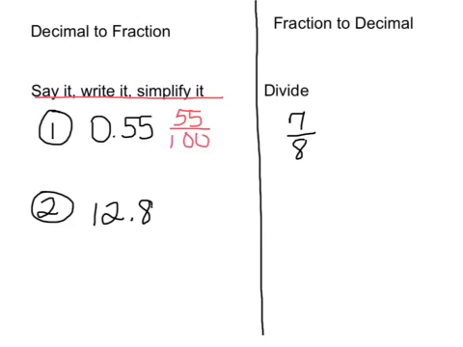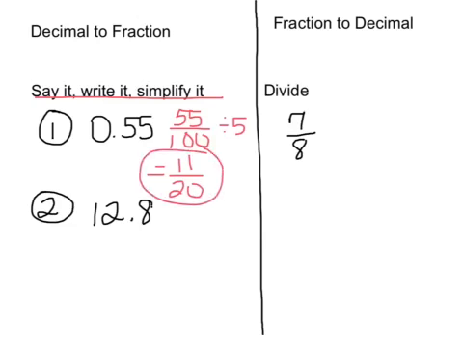So at this point, all we have left to do is to simplify if we can. So let's take a look here. We can actually simplify 55 over 100. We think what number can go into each of those? Well, of course, 5 can. So we're going to divide the top and the bottom by 5. 55 divided by 5 is 11, and 100 divided by 5 is 20. We can't simplify any more, so there's our fraction.